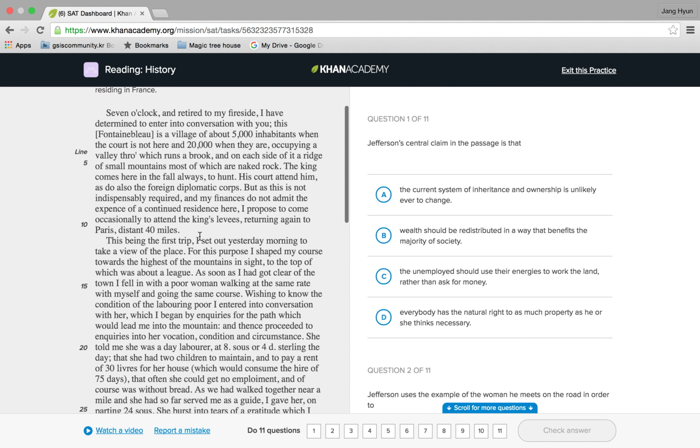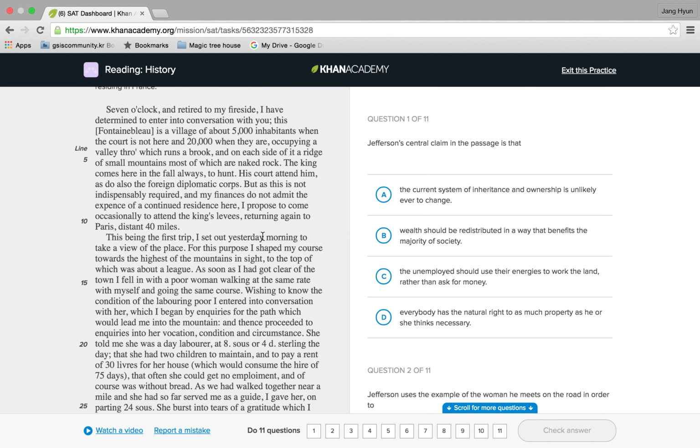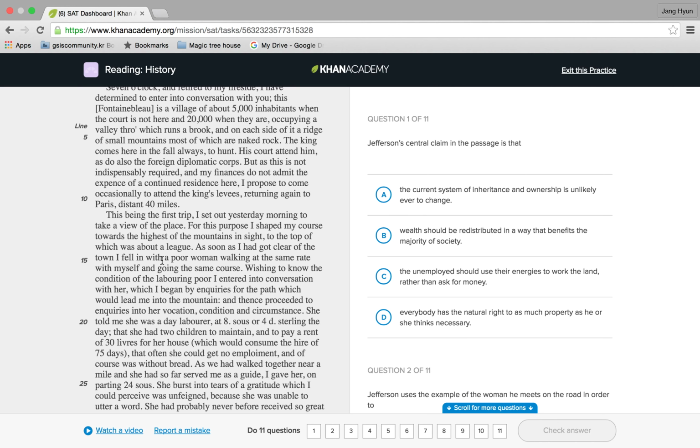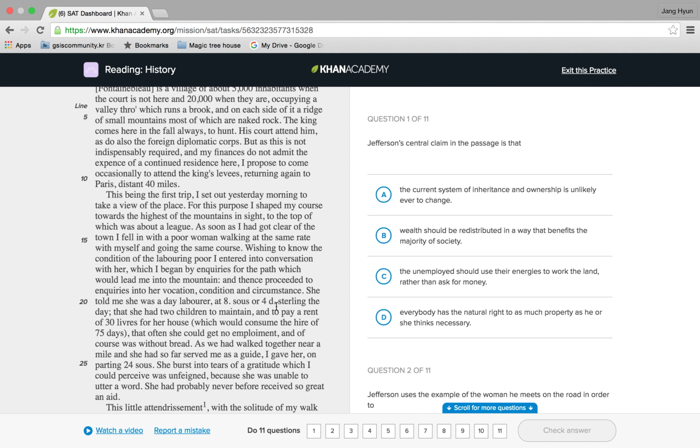It's 40 miles away. This being the first trip, I set out yesterday morning to take a view of the place. For this purpose I shaped my course towards the highest of the mountains in sight, to the top of which was about a league. As soon as I had got clear of the town, I fell in with a poor woman, walking at the same rate with myself and going the same course. Wishing to know the condition of the labouring poor, I entered into conversation with her, which I began by inquiries for the path which would lead me into the mountain, and thence proceeded to inquiries into her vocation, condition, and circumstance. She told me she was a day labourer at 8 sous of 40 sterling the day, that she had 2 children to maintain, and to pay rent of 30 livres for her house, which would consume the whole of 75 days.